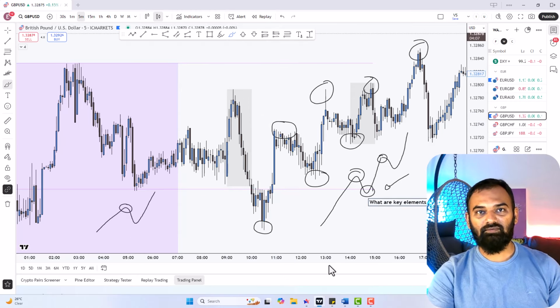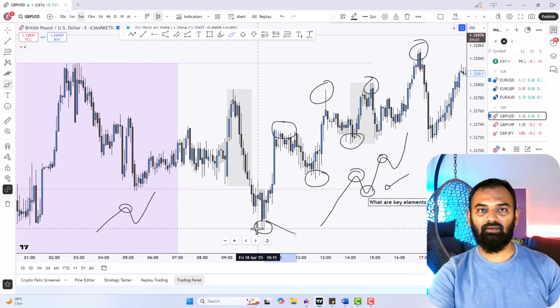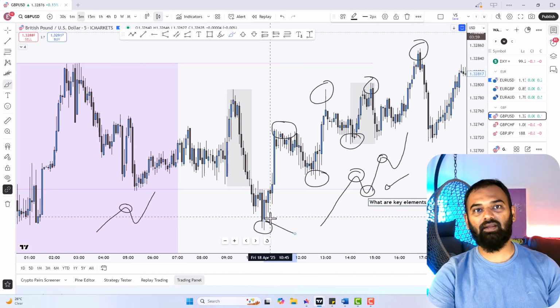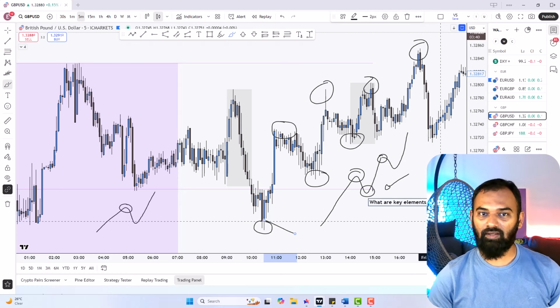Similarly, for lows, the second candle has to be lower than the first candle, and the third candle has to be higher than the second candle. This is the most basic explanation anybody can give you for a simple high and a low. Now let us go a little bit deeper.